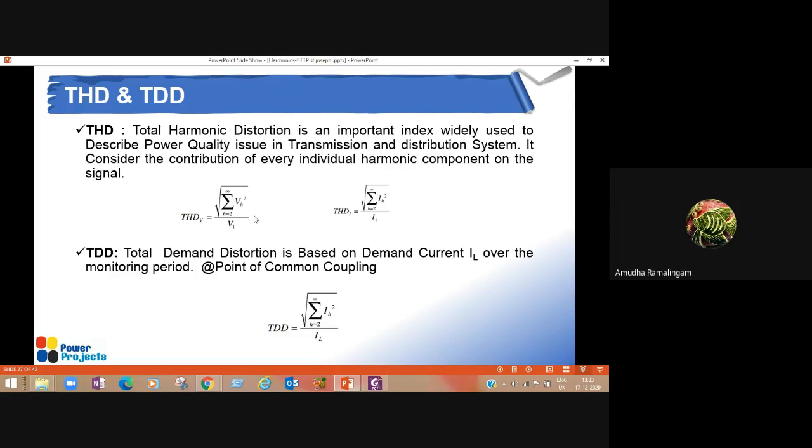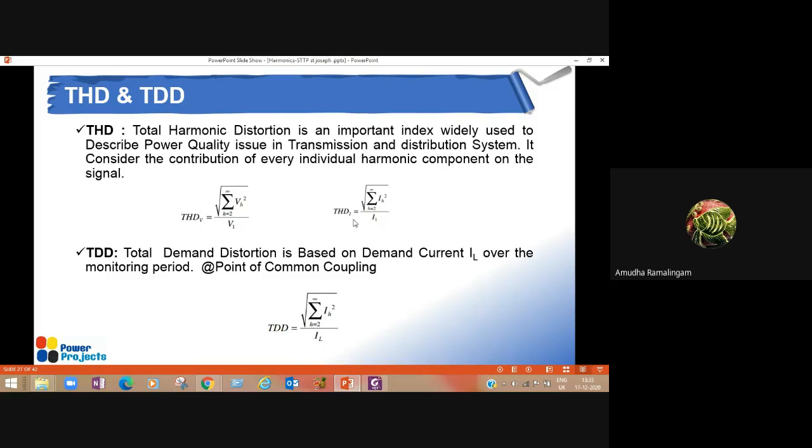You have to consider the harmonic voltage of all the orders, take the square, take the root mean square, and compare that with the fundamental. Here you should not include the fundamental. So if you take the root mean square of all the harmonic voltages with respect to the fundamental, we can calculate the total harmonic distortion. So this is the total harmonic distortion of voltage.